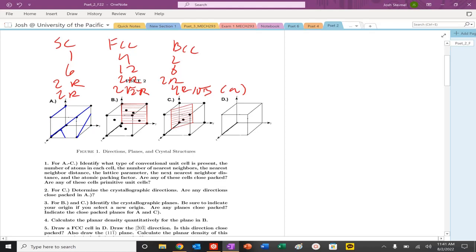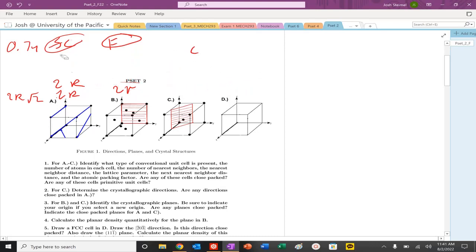Let's see, the lattice parameter. The next nearest neighbor distance is the lattice parameter, except for here, which is going to be 2r square root of 2. And the atomic packing factor, less than 0.74 for this guy and this guy, but for FCC, it's going to be 0.74. Are any of these cells close packed? Yes, FCC is close packed indeed. And are any of these cells primitive unit cells? Simple cubic is our primitive unit cell. All right. That was quick, but I'm going to erase this now.